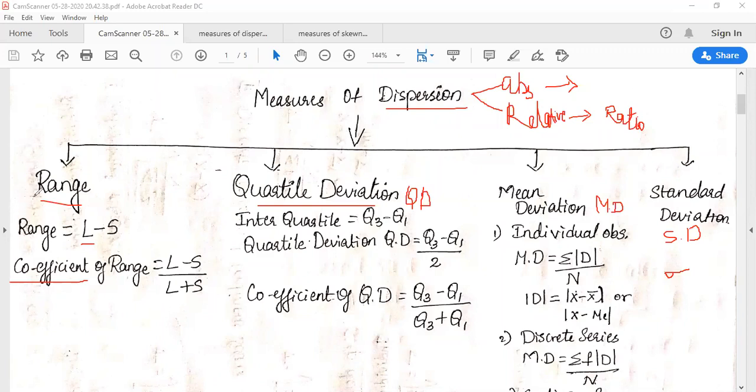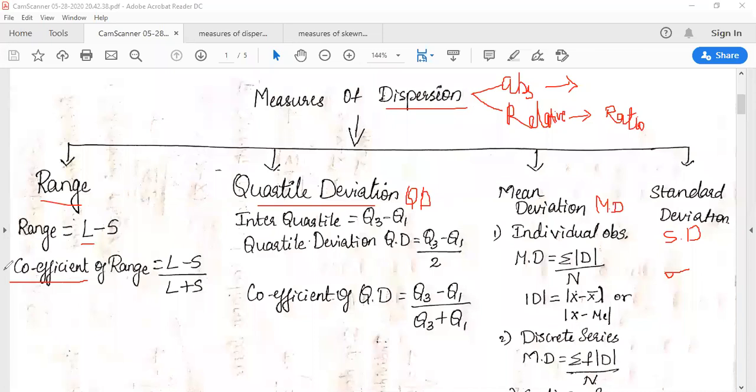So that is the first measure of dispersion. It is the easiest measure of dispersion, very easy to calculate, simple to understand also. But the only demerit is it only considers the two extremes and not all the numbers. It only considers the largest and the smallest number, but it doesn't consider the other numbers in between. So that is range.